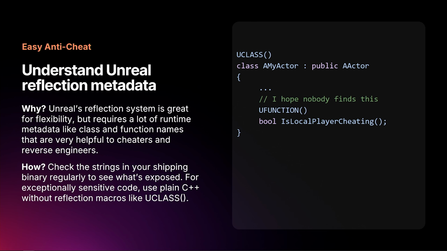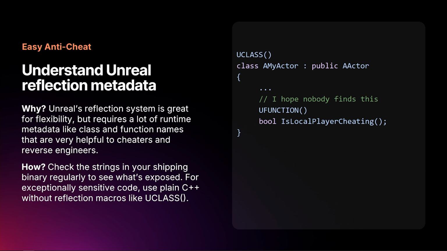One of the most important things to understand related to Unreal and cheating is reflection. Reflection is really great for flexibility. It lets you do cool stuff like look up objects by class name at runtime. But it requires a lot of metadata to be baked into your shipping binary in order to do that. You're shipping your game client, obviously, to the public. So that info will be available to cheaters and reverse engineers.